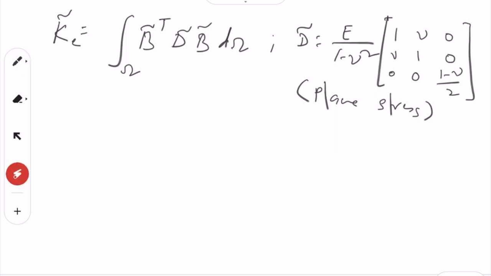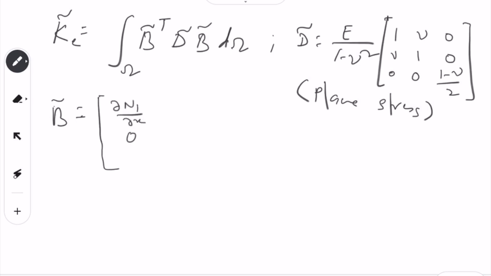Now we have to find B. We have the value of N that we can use, and we know that B is like this: del N1 over del x, 0; 0, del N1 over del y; then del N1 over del y, del N1 over del x, and so on.